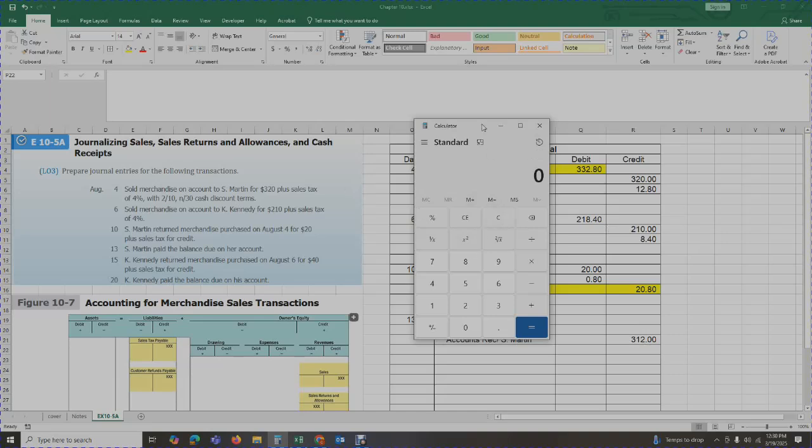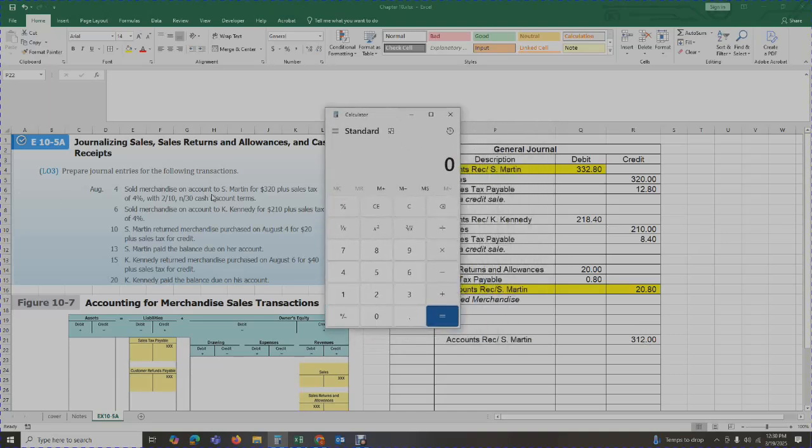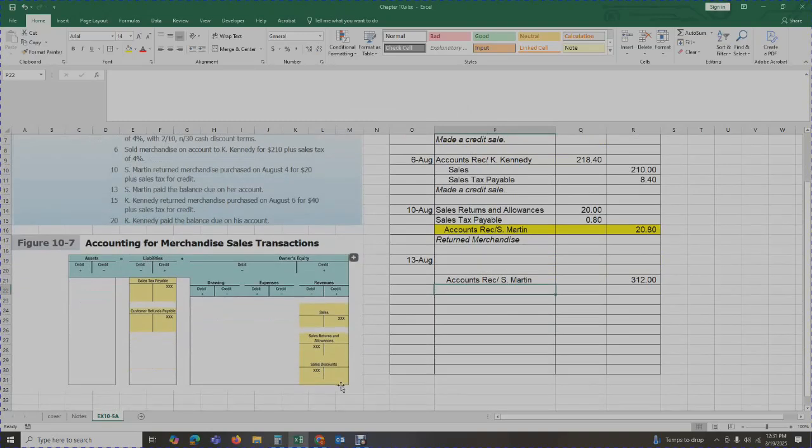So let's repeat what we did. On the 4th, Martin purchased $320 of merchandise. On the 10th, they returned $20. So the amount of the sales is $300. From that $300, we're going to get the 2% discount. So that means we're going to get a discount of $6. The discount only applies to the sales, not to the taxes. So we have a discount. Now sales discounts we see down here on figure 10.7. That is a normal balance of a debit.